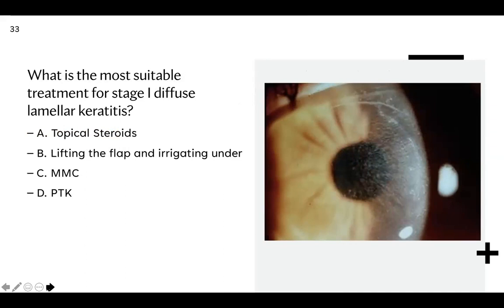The photo is showing DLK, but it's not stage 1. It's probably stage 2 or 3. Don't look at the photo. Look at the question. What is the most suitable treatment for stage 1 DLK? Okay, I think I've given a big enough hint here. We have 5 seconds left on the clock.